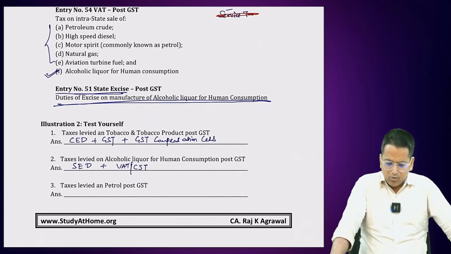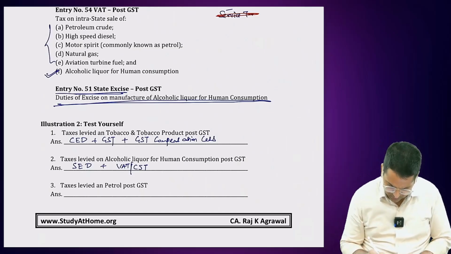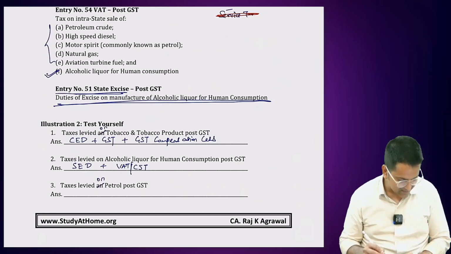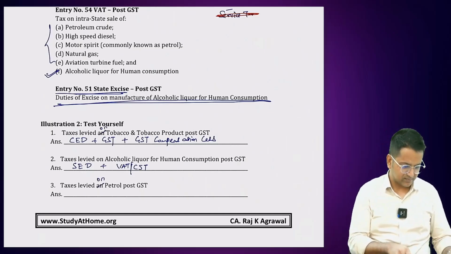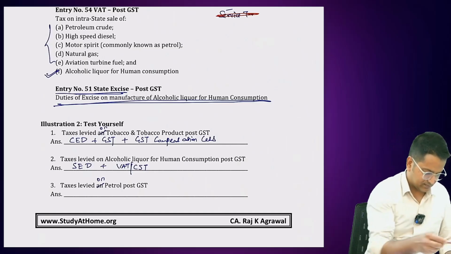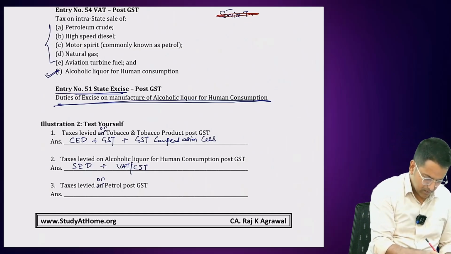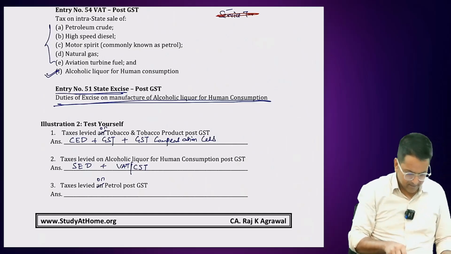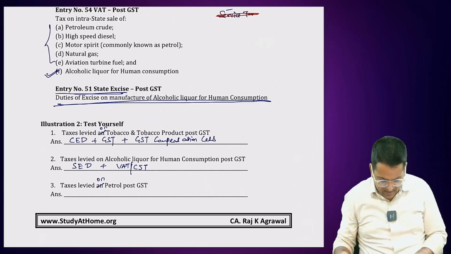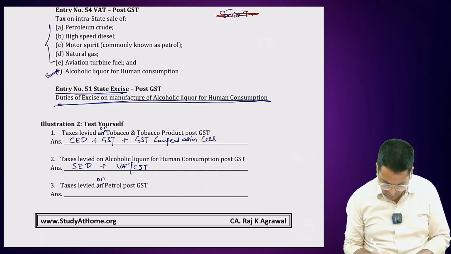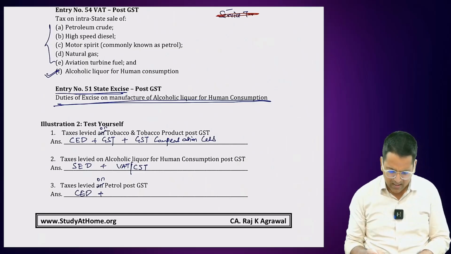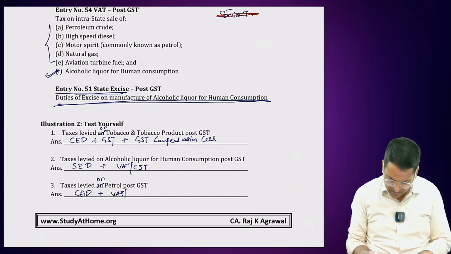Taxes levied on petrol. Taxes levied on petrol post GST. So one is on petrol. Excise duty, central excise duty is levied. There's no change here either. What was levied before is same, VAT or CST.